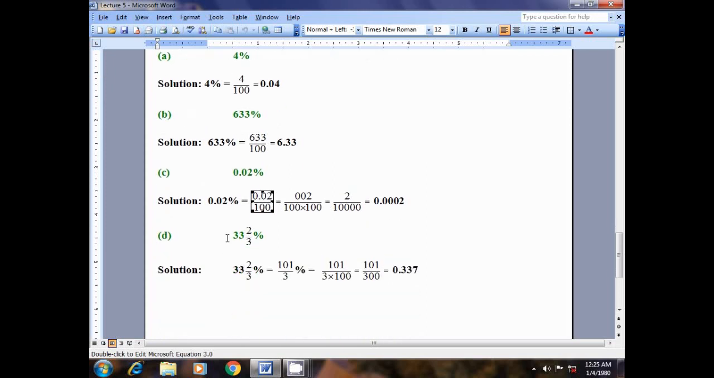Last part from this question, fourth part from question number 2, mixed fraction. We have 33 into 2 upon 3. Same steps. First we will convert this mixed fraction into improper fraction. 33 times 3, 99. 99 plus 2, 101 divided by 3%. Second step, remove the percentage sign. We will divide this by 100 and multiply it by 3 as it is. Now 100 times 3, 300. We have 101 divided by 300. If you divide these two numbers, you will have 0.337, which is the required decimal form of the given percentage.